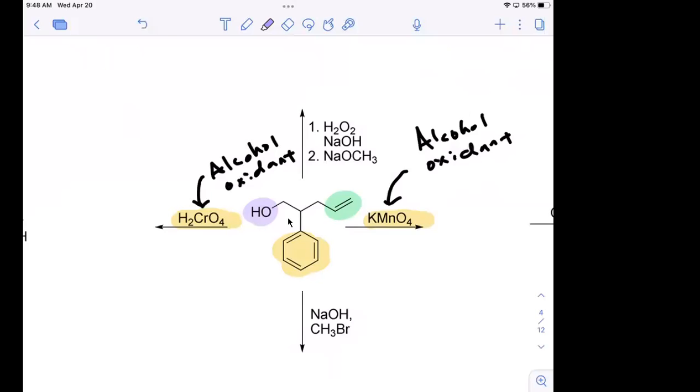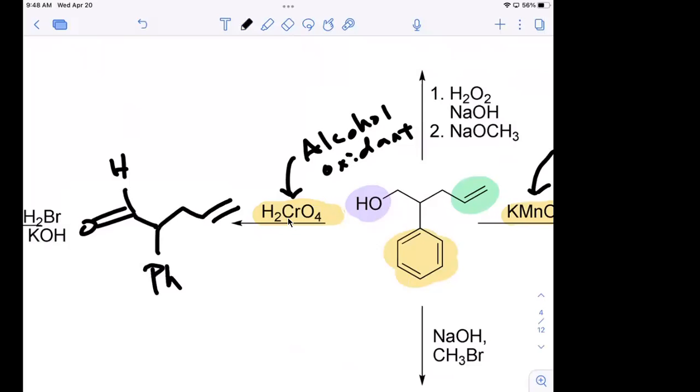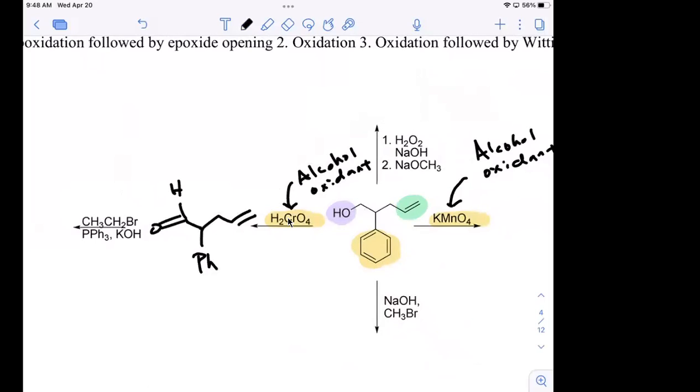An aldehyde, right? And it's going to look like this. Make sure I got that right. I'm going to abbreviate that. That's my product. Notice the ring didn't get touched, nor did the alkene. I took that alcohol and I oxidized it up to an aldehyde. Nothing else got touched.